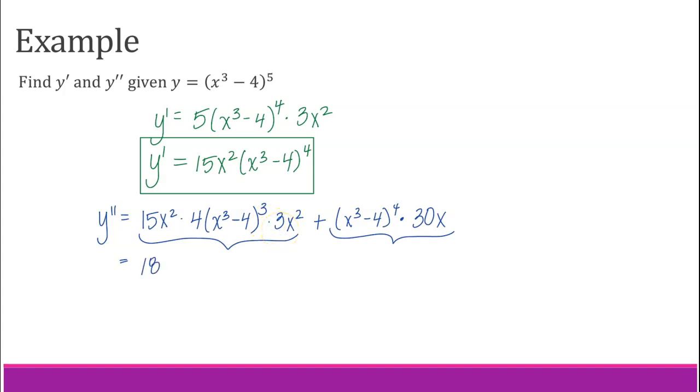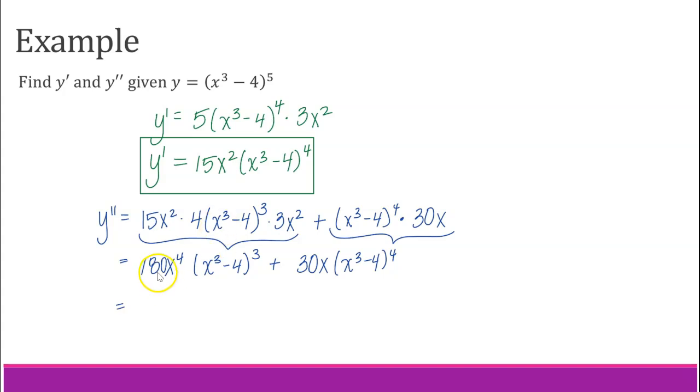So I have 180. Then I have x to the 4th power, x squared times x squared. And then I have that quantity (x cubed minus 4) to the 3rd. And then plus over here on the right-hand side, that term, I'm going to put 30x times the quantity (x cubed minus 4) to the 4th. So we did a little simplifying to each term first, and now I want to factor out what's in common with each term.